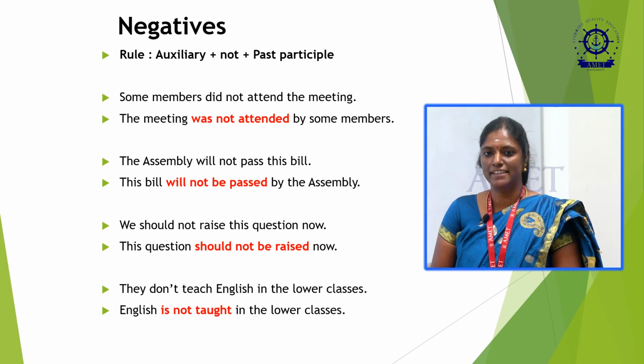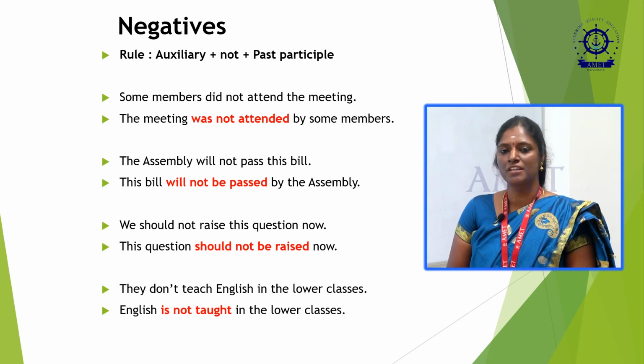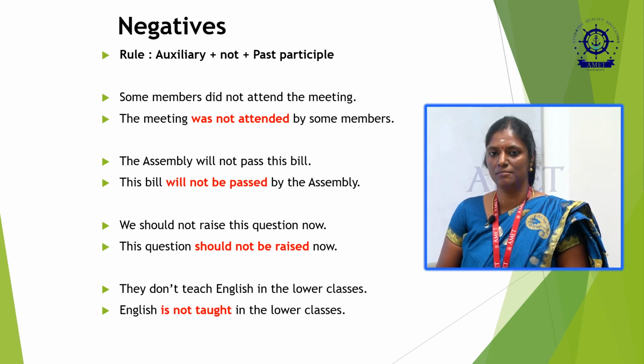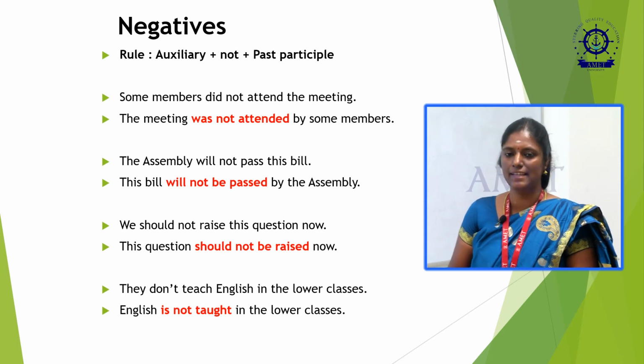Okay, let us move on to negatives. Negative personal passive sentences. Okay, let us see that. For this also we have a rule, that is auxiliary plus negative, which means we have to use the word not. So, auxiliary plus not plus the past participle form of the verb. Let us see the example.